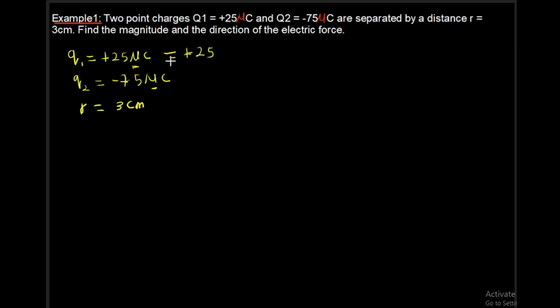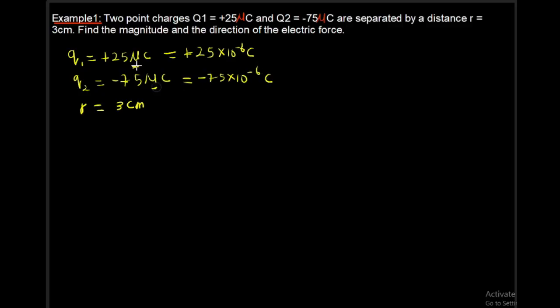Okay, micro means 10 raised to the power minus 6. So we have plus 25 times 10 raised to the power minus 6 coulombs. And then Q2 equals this. So we have minus 75 times 10 raised to the power minus 6 coulombs.